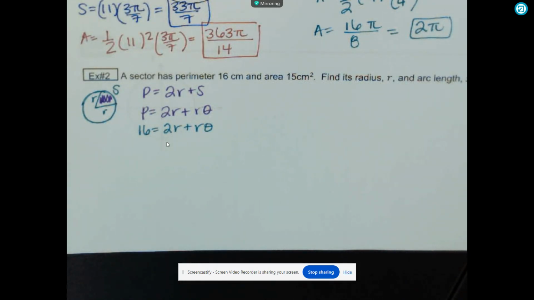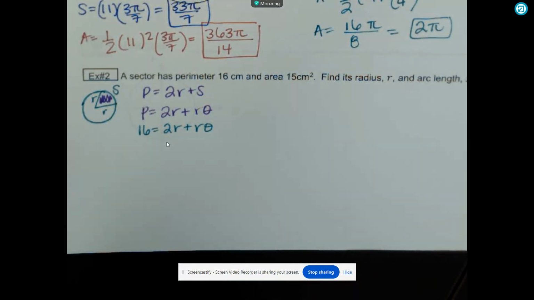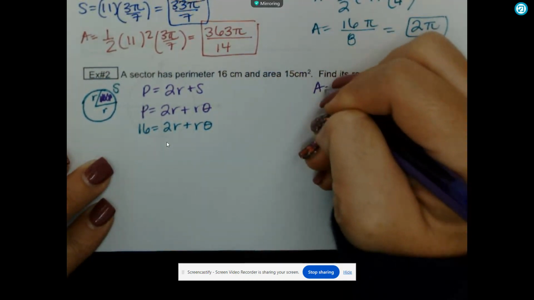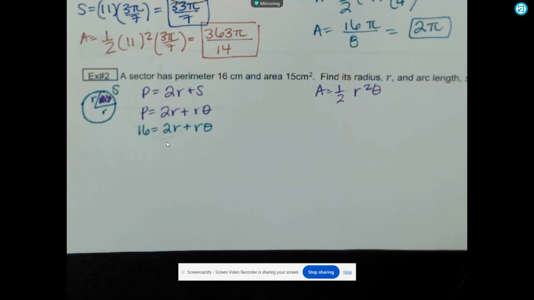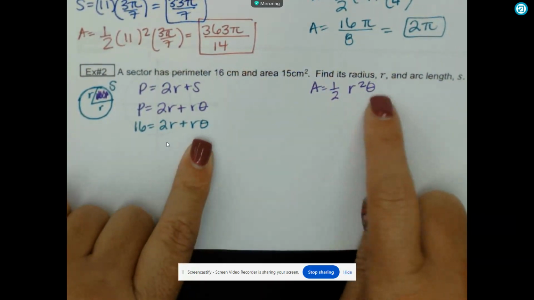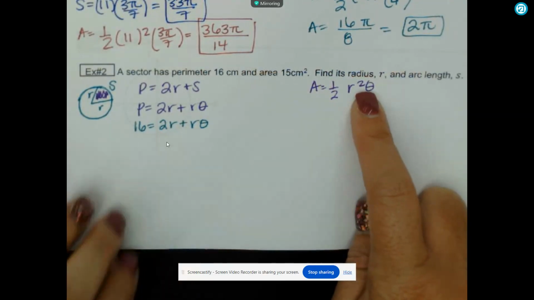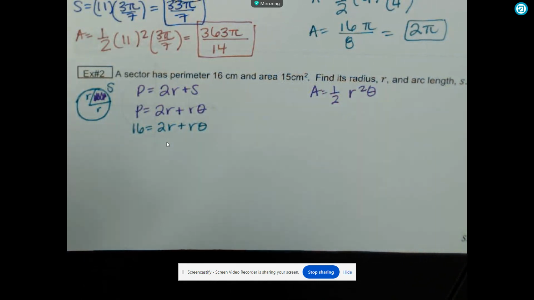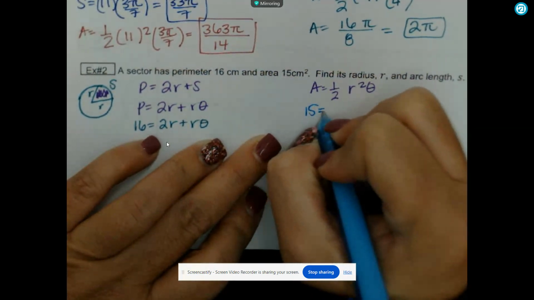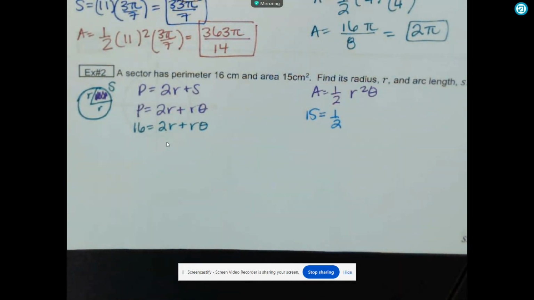So let's try another formula. We've used the perimeter. They also gave me a number for area, so let's try to use our area formula. Remember, our area formula is 1/2 R squared theta. Here's why I like this already: I have an R theta here, and I can get an R theta here, so somewhere these two can relate. The area equals 15, so 15 equals 1/2. Now, what is R squared? What do I mean by R squared?